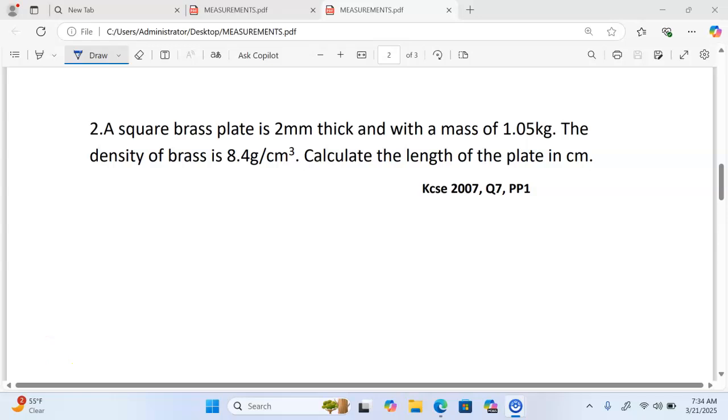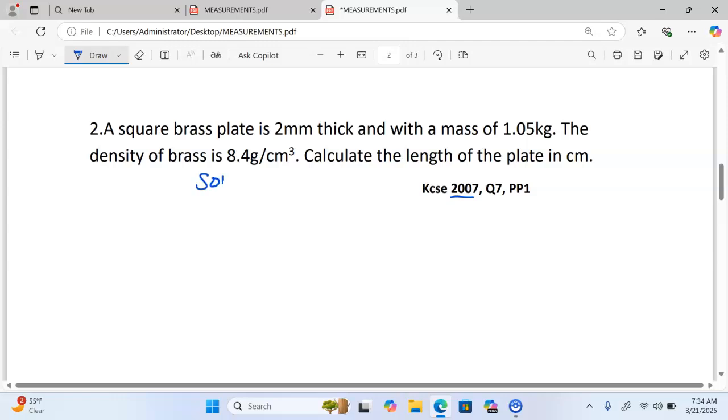We are looking at a question that was done in KCSE 2007, question number 7, paper 1. The question reads: a square brass plate is 2 millimeters thick and has a mass of 1.05 kilograms. The density of brass is 8.4 grams per centimeter cubic. Calculate the length of the plate in centimeters.